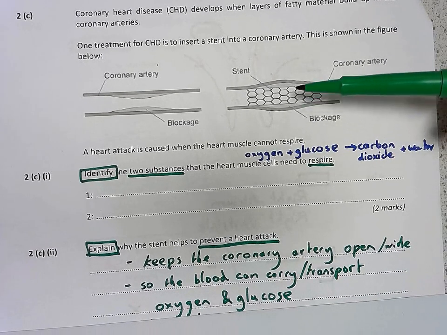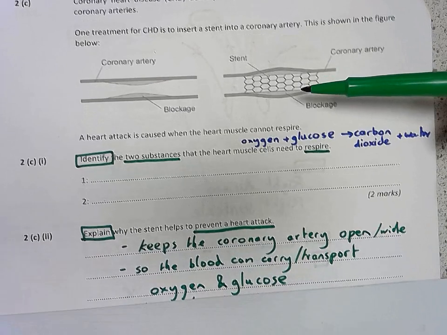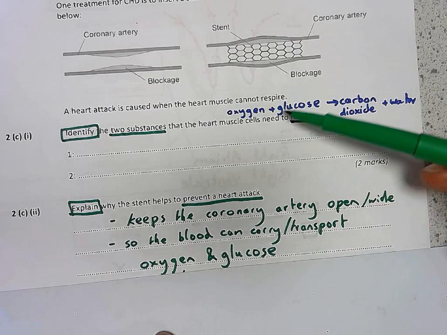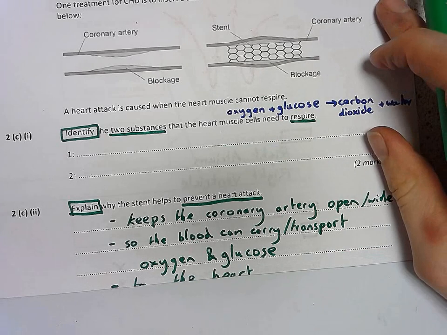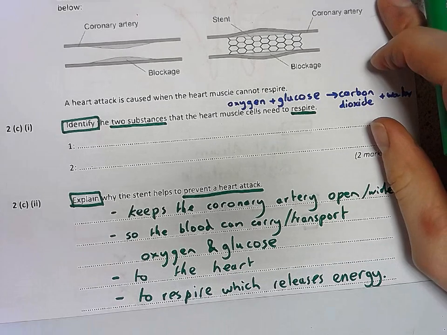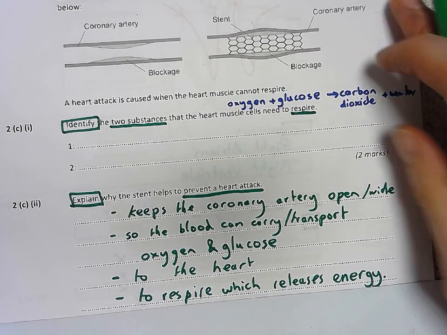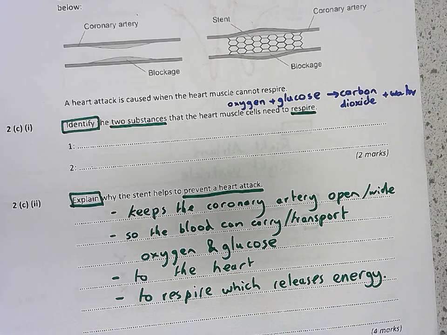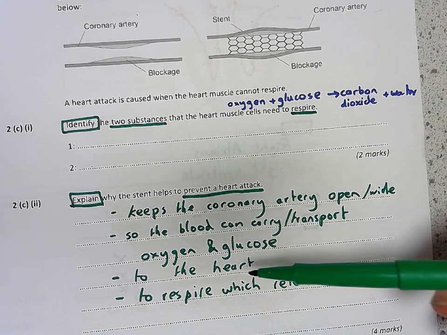You can see it's holding that artery open there, and the reason why that's important is to carry or to transport the oxygen and the glucose which it needs to the heart to respire, and that releases energy. So there's 4 points there, 1 per mark, 1 mark for each point.